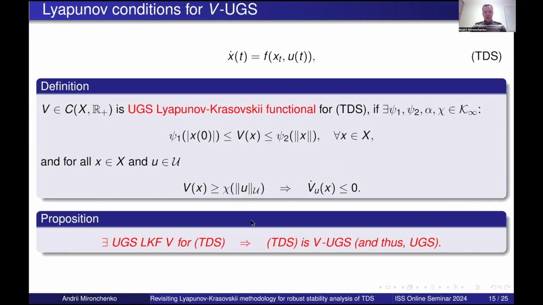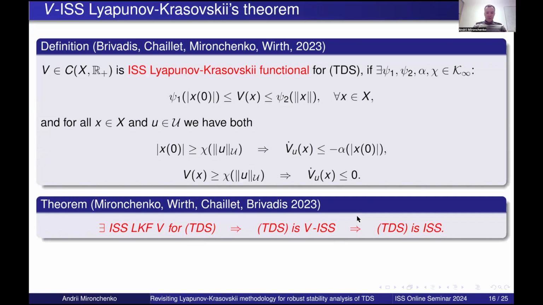After some effort, one can show a similar result for systems with inputs. So if we have such a functional, then we have that our system is even V-UGS. It is stronger than just UGS. Okay. And now I can formulate the main result.